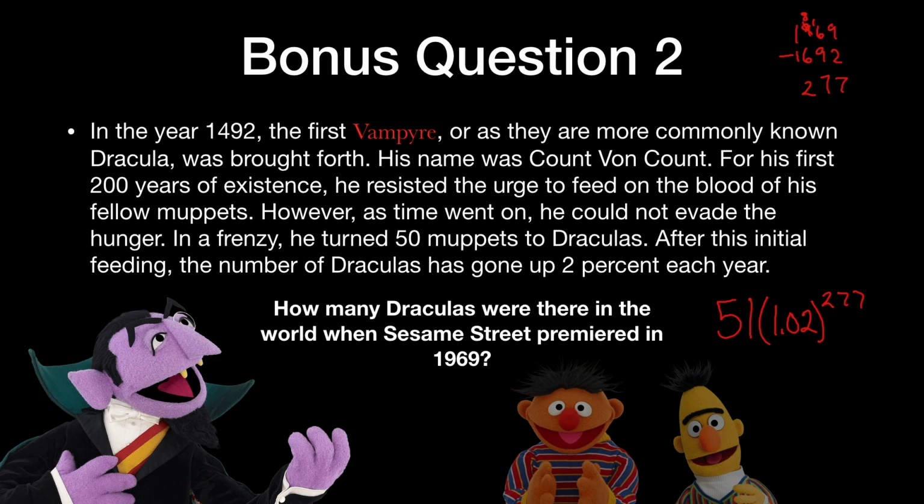we discover that the amount of vampires or Draculas that were there when Sesame Street premiered to the world in 1969, normalizing this monster, there were now 12,297. It says 0.5, although that seems a little odd. I guess there was a halfula, if you will, as well.